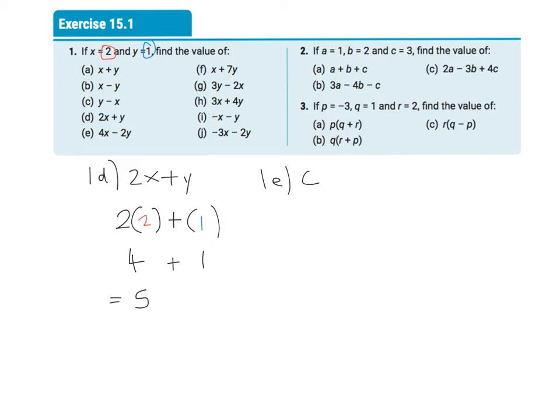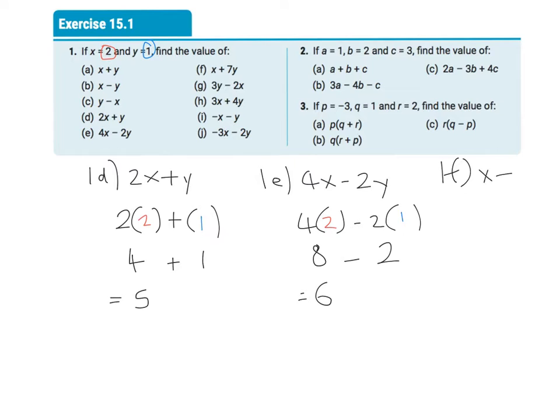Part E, 4x minus 2y. Again, I write everything, but open brackets for my letters. Filling in 1 for y, 2 for x. We then have to multiply the brackets. We get 8, we get minus 2. My answer is 6.